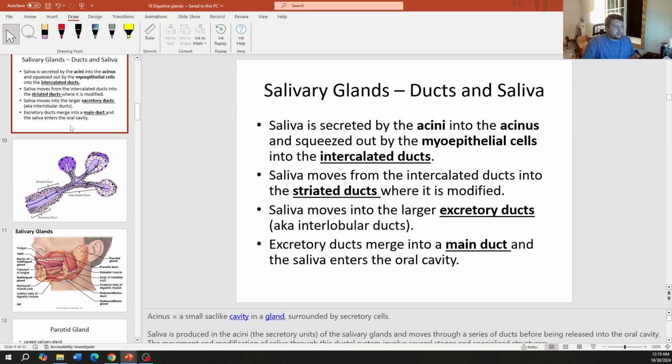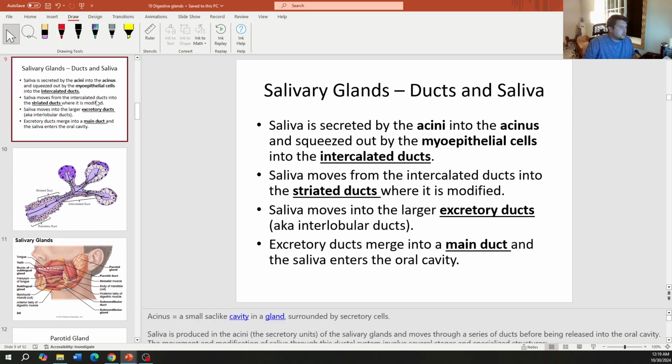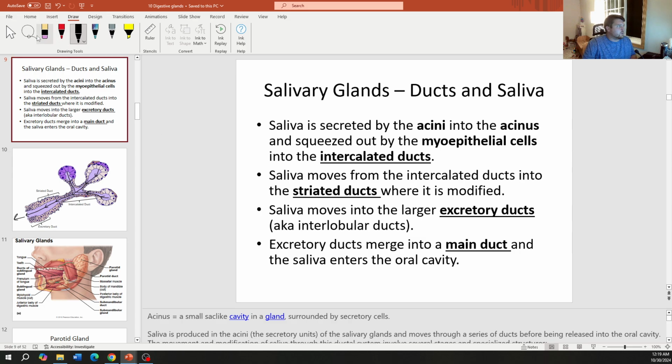From there, it continues into the striated duct, and then continues into a larger excretory duct right in here, and then it continues, and later on it goes into the main duct, where it would then exit into, in this case, the oral cavity.